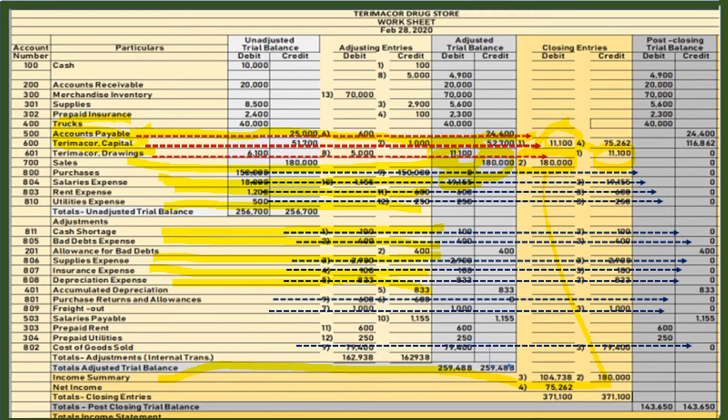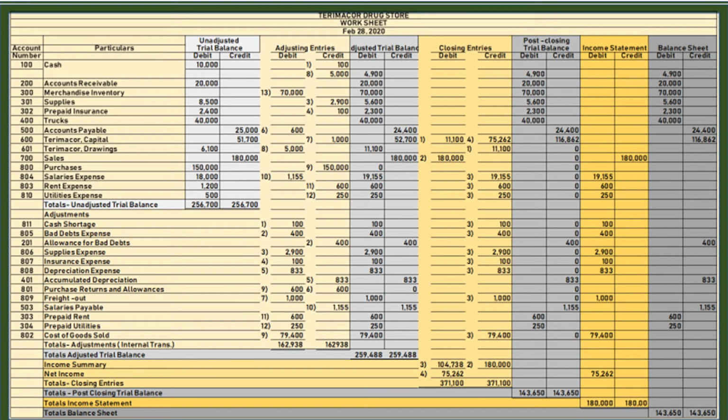Purchase returns, no more entry on that. What is this one? Freight out, transportation expense. Then this one, why do we have salaries payable here? We have this in the adjusted trial balance, but this is not an expense, it is a payable, like prepaid rent. So the last item is the cost of goods sold.